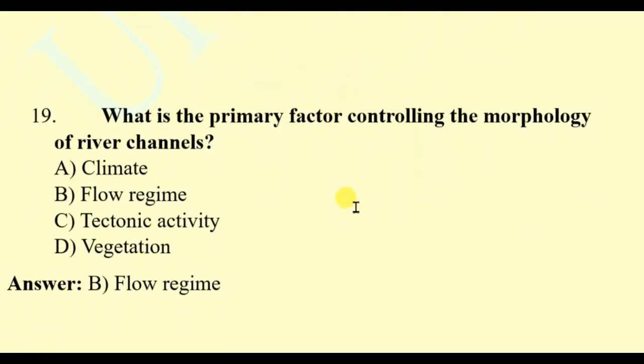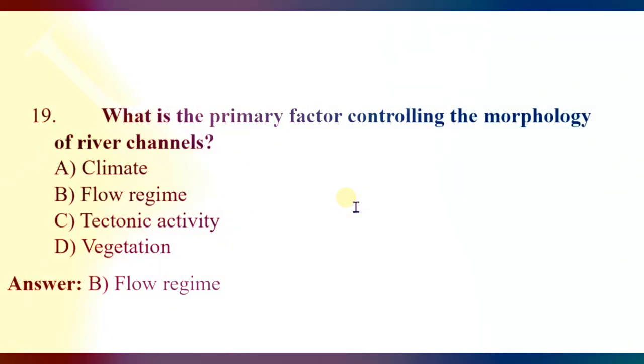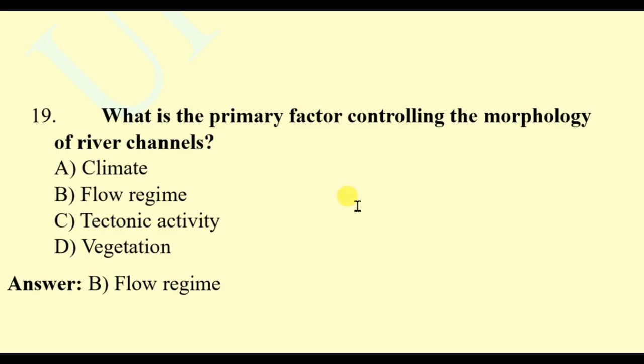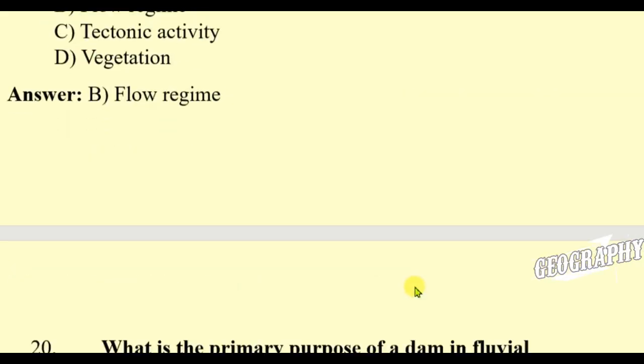Question number 19. What is the primary factor controlling the morphology of river channels? Climate, flow regime, tectonic activity, vegetation. Here the most probable, the correct answer is flow regime. Everything is related to the morphology of river channels, but the most appropriate answer will be the flow regime.